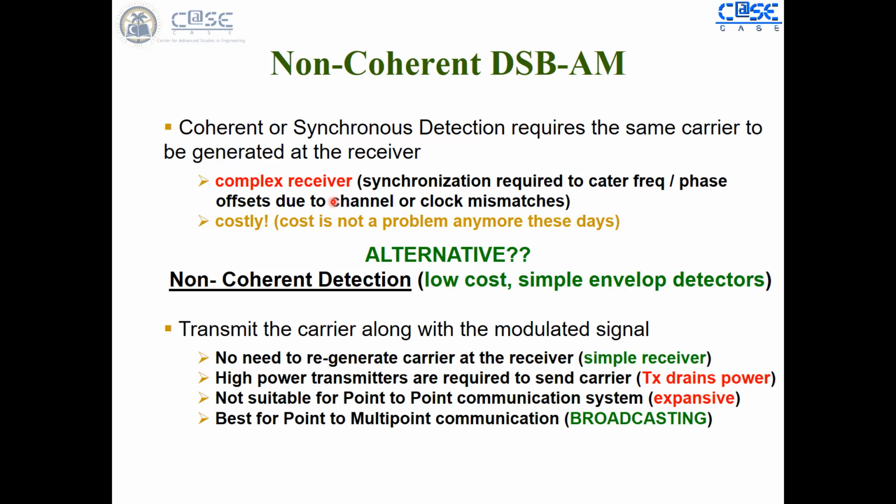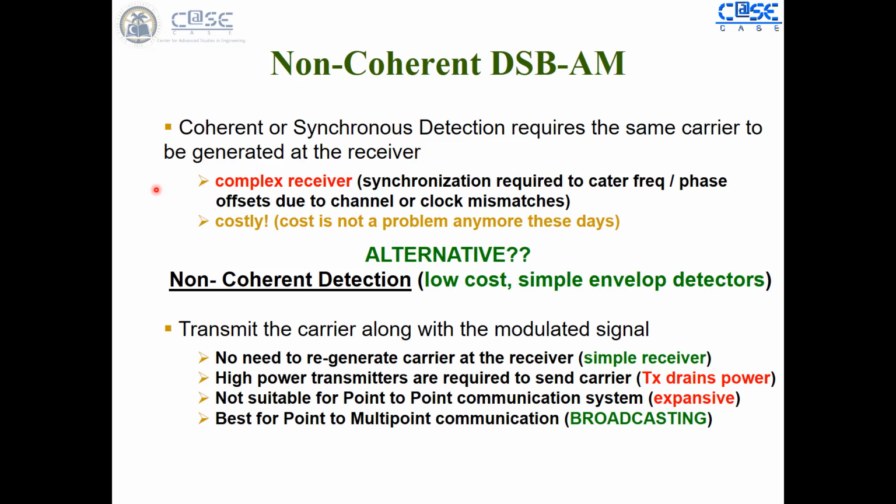So this means if we want to have coherent detection of the amplitude modulated signal, then we have to generate the same frequency and phase and meet the complex requirements of the receiver structure in order to make it possible, right? So this is a costly and complex solution. Nowadays the cost is not a problem, but we would like to avoid it for some applications such as broadcasting applications. We would not go for coherent detection, right?